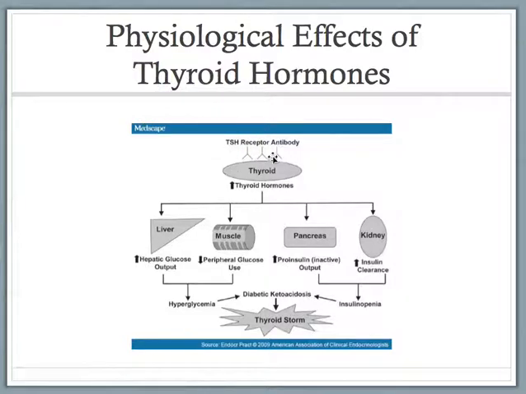So here's a thyroid cell. It's got some TSH receptors on it. And this is talking about increased thyroid hormone. We're not going to talk about this right now, diabetic ketoacidosis. I'm going to change that picture actually so that we don't talk about that.